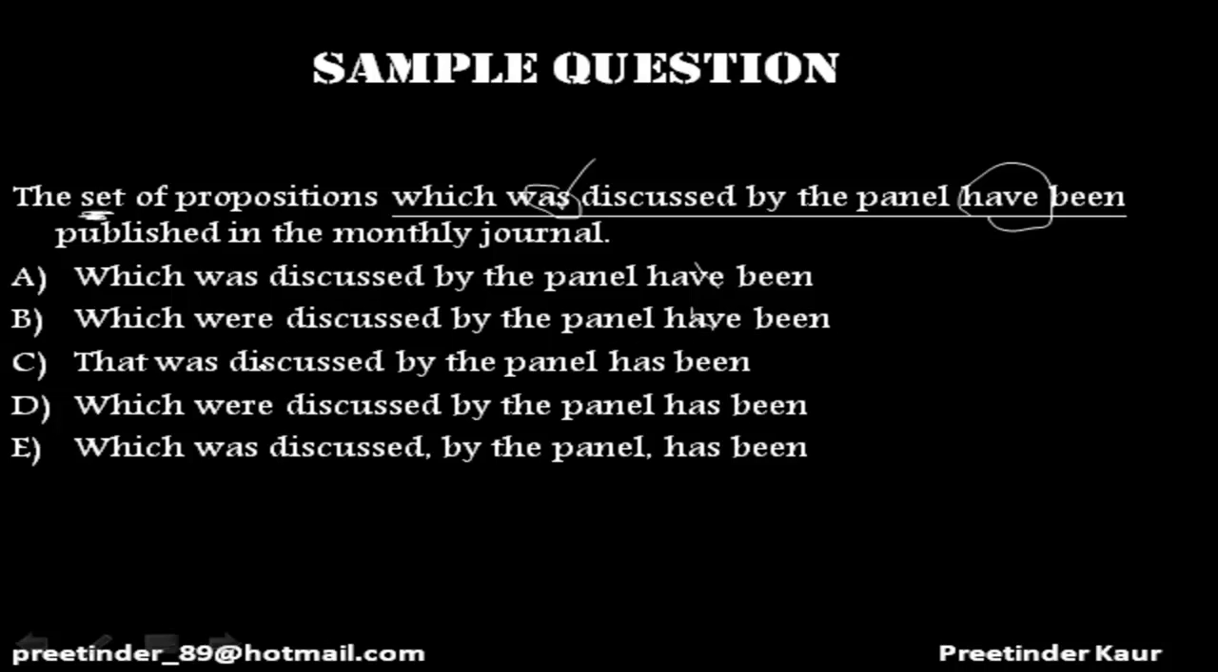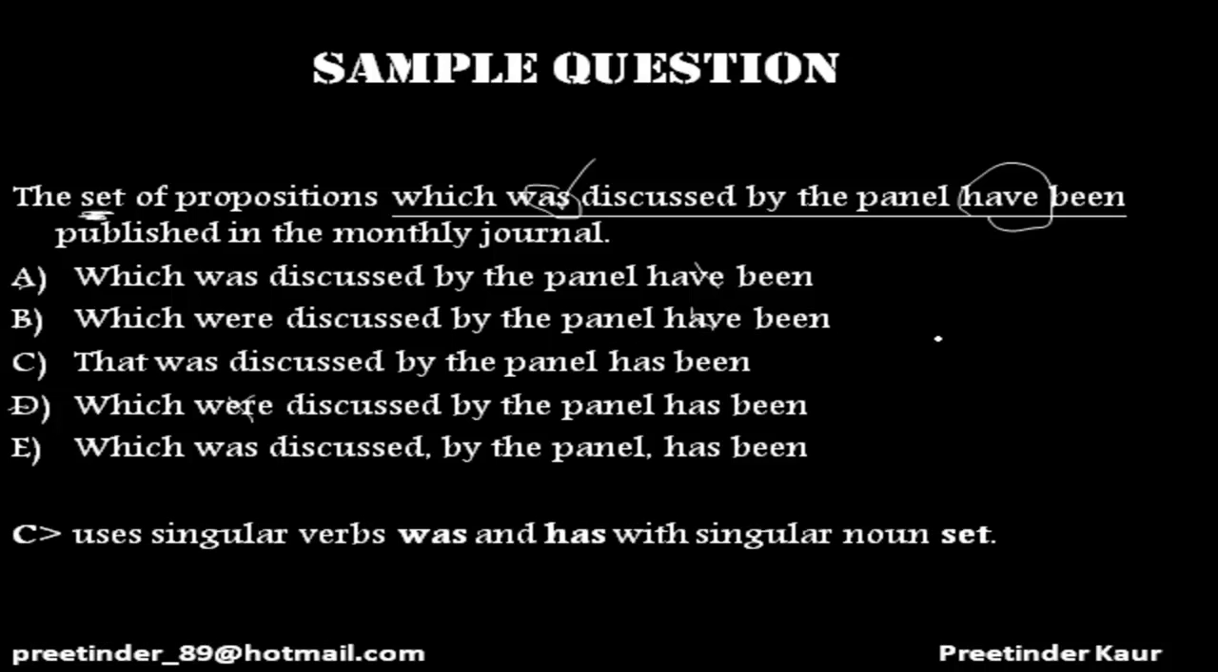So the set of propositions which was discussed is also correct. Were is again wrong because we have to use was over here. So A is wrong, B is wrong and D is wrong. Now you have to choose between C and D. Let's have a look at what the answer is. Answer is C. It uses the singular verbs was and has with singular noun set.